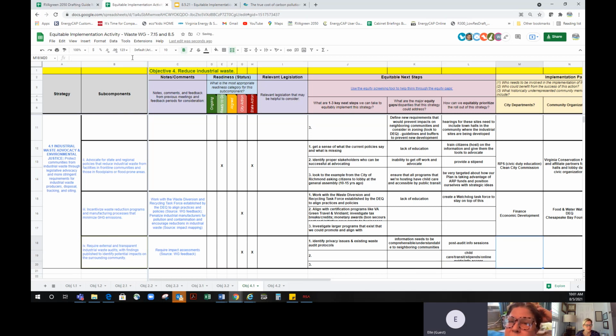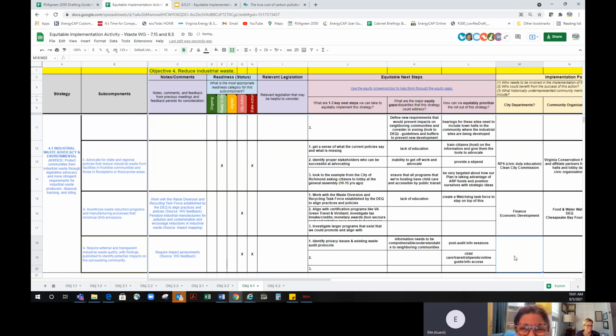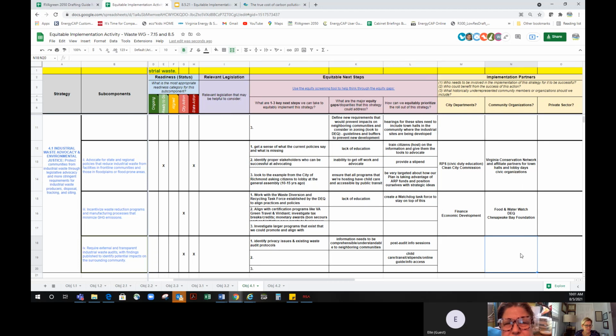Isn't it crazy that almost every single one of these comes down to economics, transportation, childcare? Those are almost always the issues. Yeah, always. Okay, how about partners? Any thoughts?